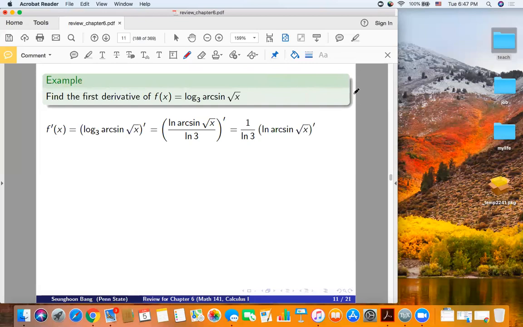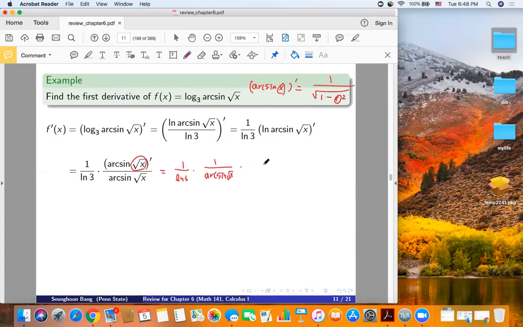The next: ln of arcsine of root x prime is arcsine of root x prime over arcsine root x. What is arcsine root x prime? Arcsine of x prime is 1 over square root of 1 minus x squared. You plug root x into here. So you have to keep 1 over ln 3 times 1 over arcsine root x. You have to keep this one times.